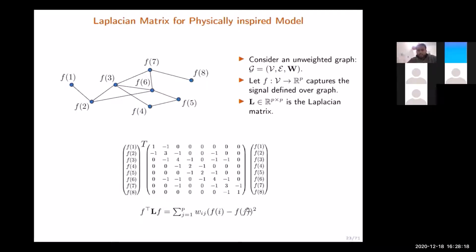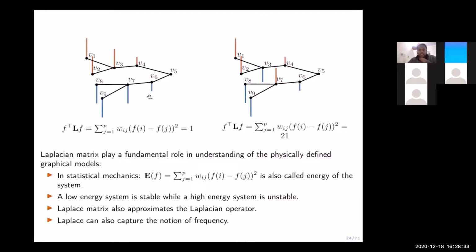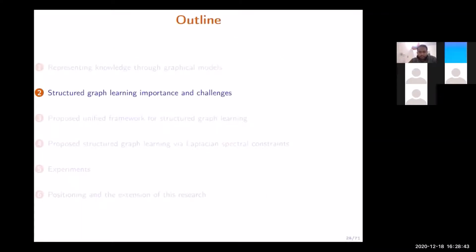So if the signals are smooth, and if you build the graph properly, then the energy will be small. So we want to minimize this particular term. That is why the Laplacian naturally comes into the picture. So this is a low energy system, and this is a high energy system. A low energy system will have a smaller value. Okay, so this is the importance of the Laplacian matrix. This is all the background that we had for graphs and all the history.